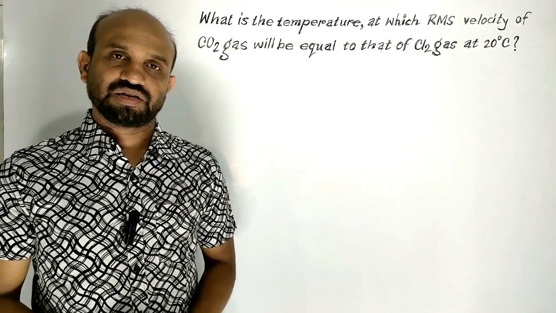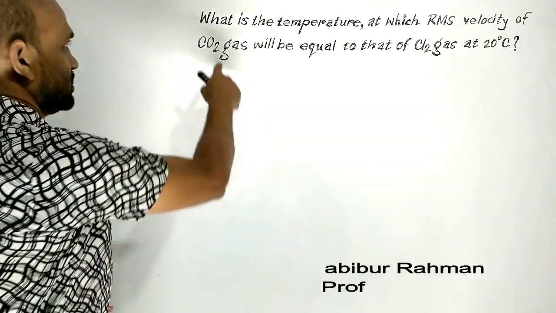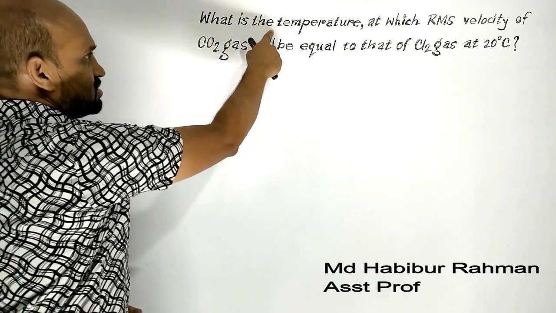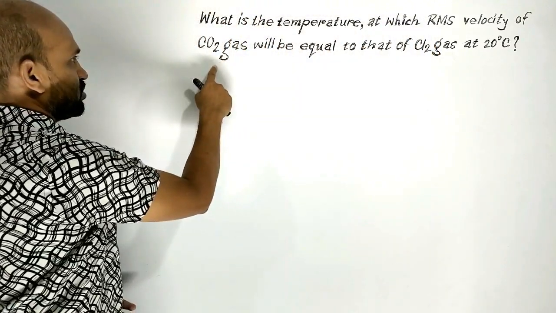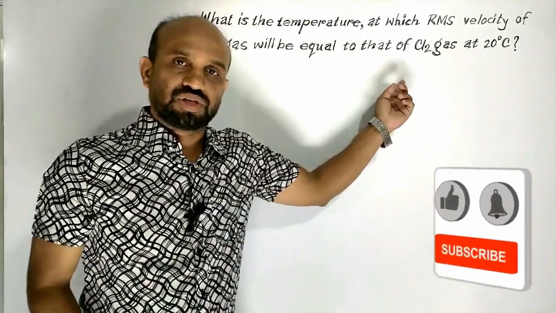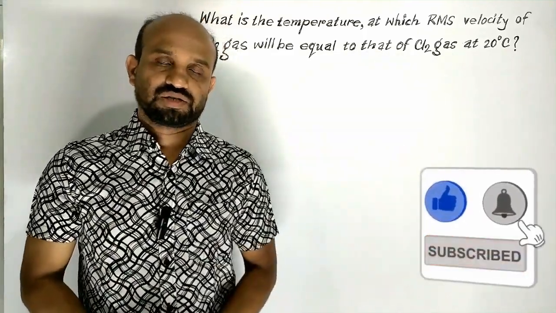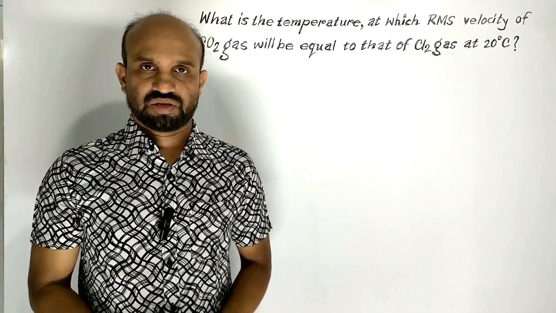Mathematical problem related to RMS velocity. Let us see the problem. What is the temperature at which RMS velocity of carbon dioxide gas will be equal to that of chlorine gas at 20 degrees Celsius temperature? Here, 3 points are to be mentioned.